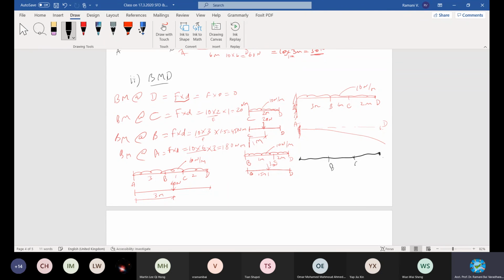20 is positive, meaning hogging and sagging, or you can take it to be clockwise or anti-clockwise. Clockwise positive, anti-clockwise negative. Assume the clock is over here. Due to 10, at C it will be clockwise or anti-clockwise? Quickly. It will be clockwise. Take it as positive, positive downward. So I mark here. C value is 20 here, right?